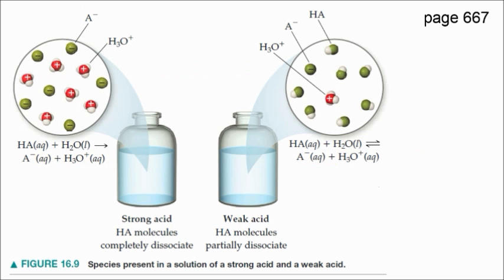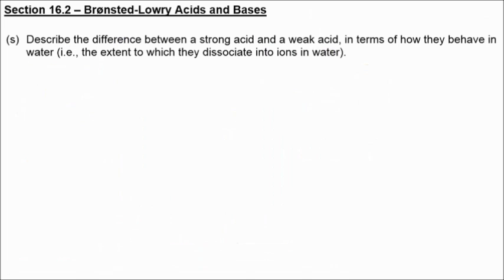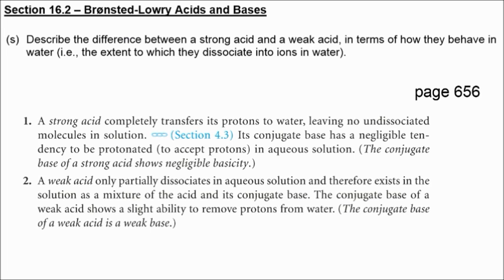And you can see on page 667, here are examples of a strong acid on the left, in which the molecules are completely dissociated into ions, and a weak acid on the right, in which the molecules are only partially dissociated into ions. The difference between a strong acid and a weak acid in terms of how they behave: a strong acid completely transfers its protons to water, leaving no undissociated molecules in solution.